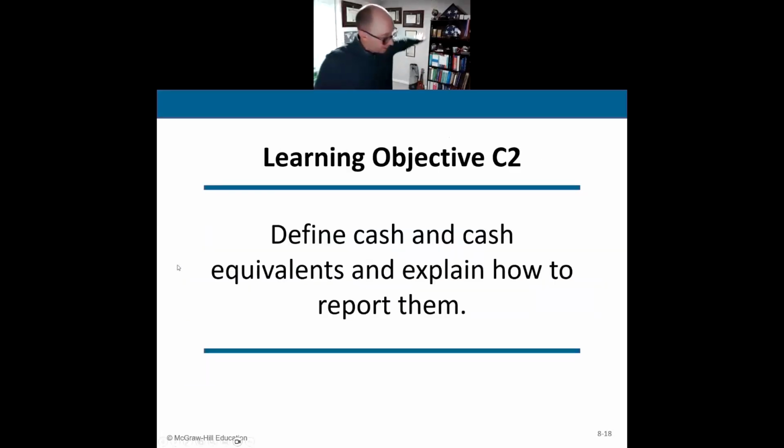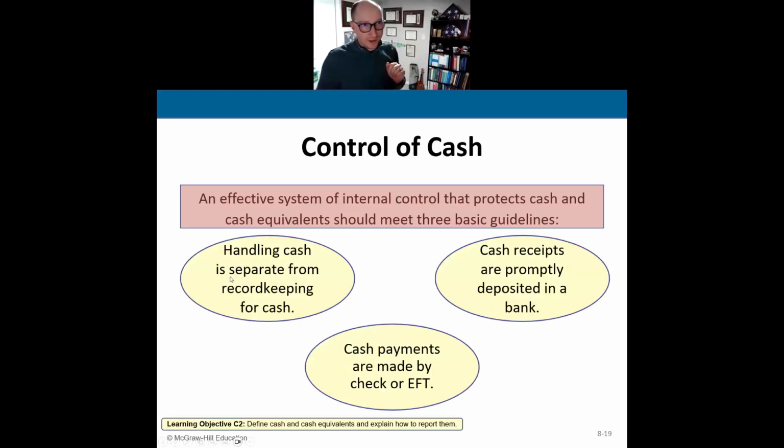Okay, so we talked about internal controls very extensively. Now let's talk about cash. Cash is king. Let's talk about cash.